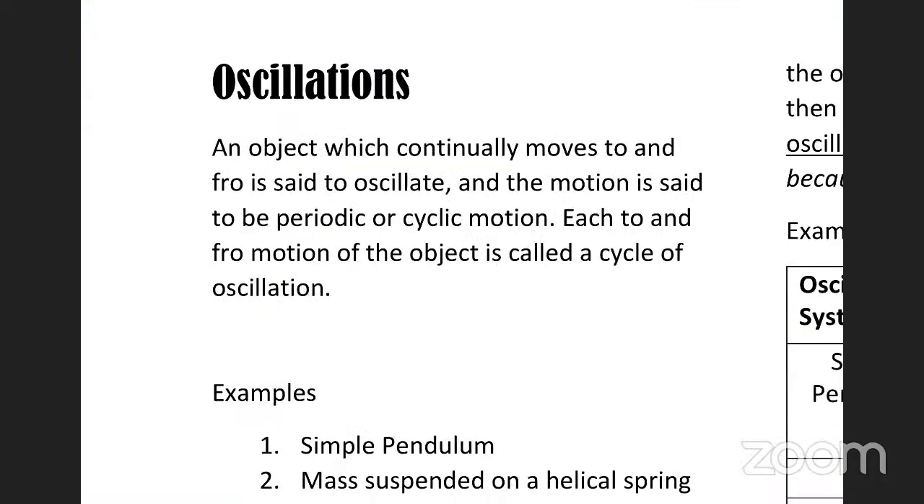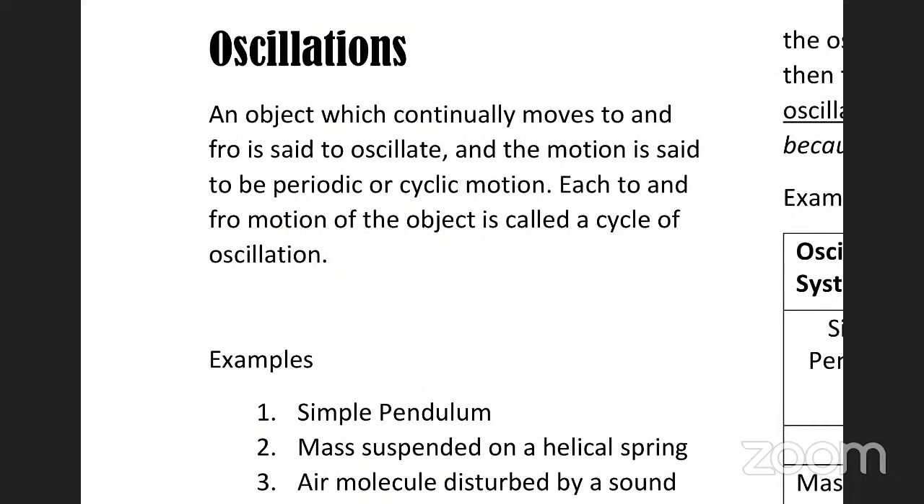So what's an oscillation? An object which continuously moves to and fro is said to oscillate, and the motion is said to be periodic or cyclic motion. Each to and fro motion of the object is called a cycle of oscillation.